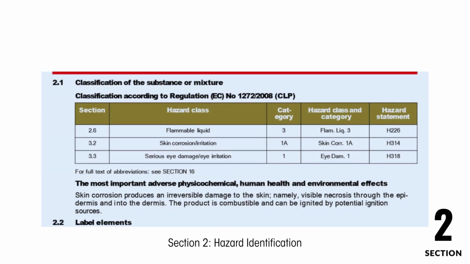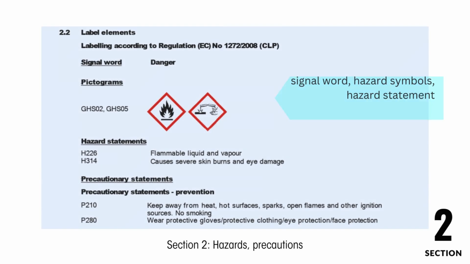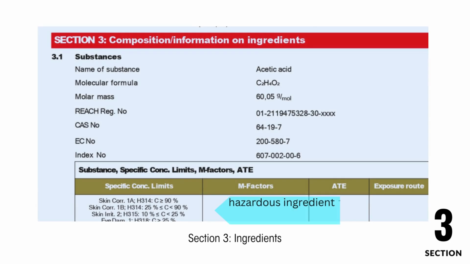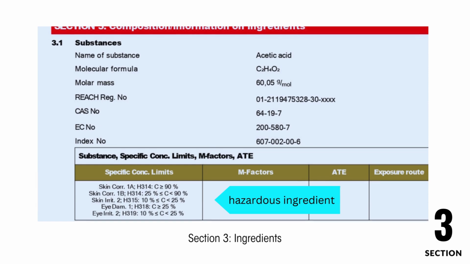Section 2 provides hazard symbols and descriptions of potential risks such as fire, explosion, or health effects. Section 3 lists the hazardous ingredients in the product and their classifications according to health and safety hazards.